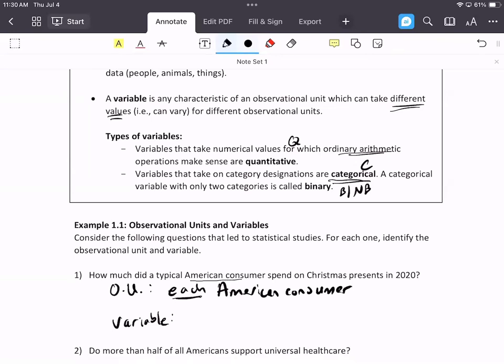Could I have said each typical American consumer? Sure. Could I say each American? No, because not all Americans are consumers, and we're interested in the American consumer. What's going to vary from American consumer to American consumer that we're interested in studying? Well, let's see. Oh, it's the amount they spent on Christmas presents in 2020.